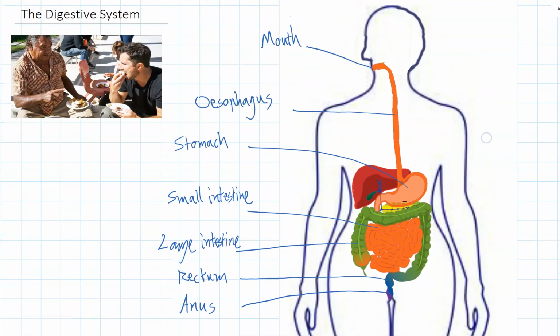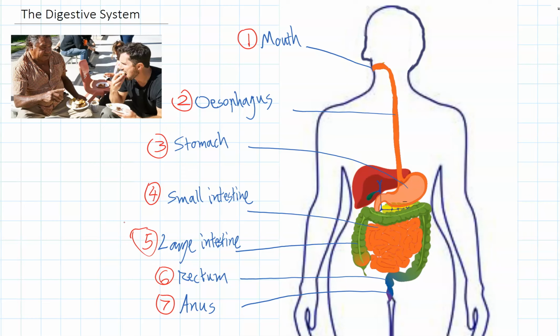All right. So those are the organs in order of how our food goes through them in the digestive system. So the mouth is the first one, then the esophagus, then the stomach, then it goes through the small intestine, then the large intestine, then to the rectum, and then to the anus and out of our bodies.